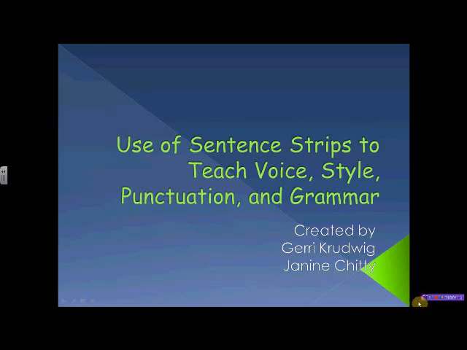Welcome to our demonstration of the use of sentence strips to teach voice, style, punctuation, and grammar. I originally learned this technique at an AP Summer Institute for Literature and Composition, where it was used to illustrate the significance of a writer's style, and I have adapted it to meet a number of objectives across different age groups and ability levels.